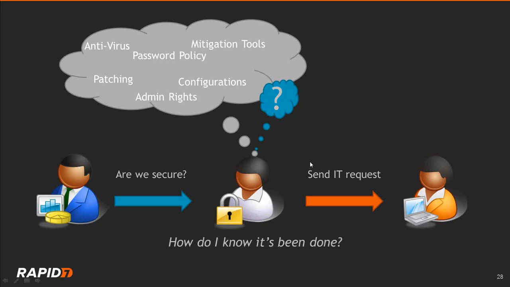How do I know it's been done? What are the policies, what are the tools I have to go back in and see that these changes have been made without having to go through all those disparate systems and spend that labor-intensive process to verify those changes have been made?